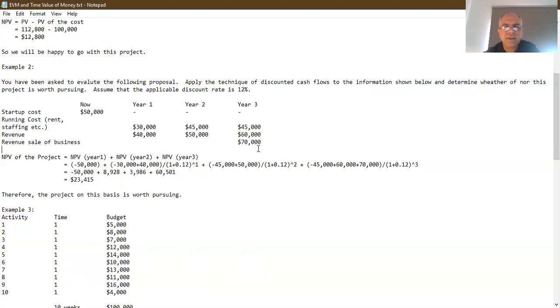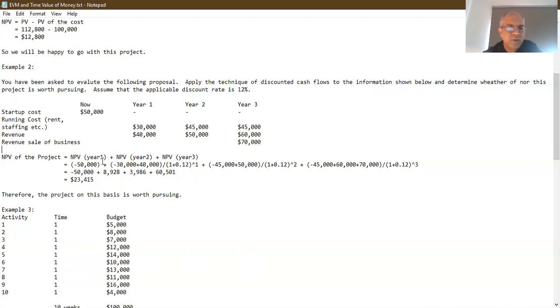So now the question is, should we be going for this project or not, right? How much is this project worth right now? So let's figure this out, right? So we have to calculate the net present value of the project. And the net present value is the money that we are going to spend or gain in year one, plus the present value of the money that we're going to spend or gain in year two, and the net present value of the third year, and so forth.